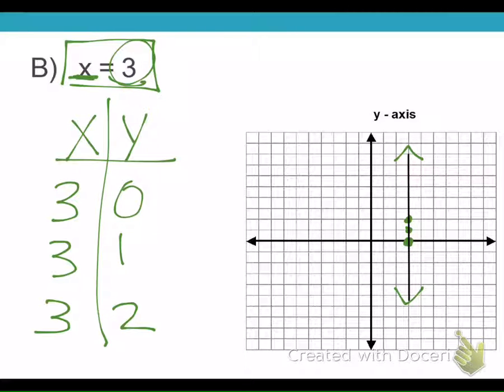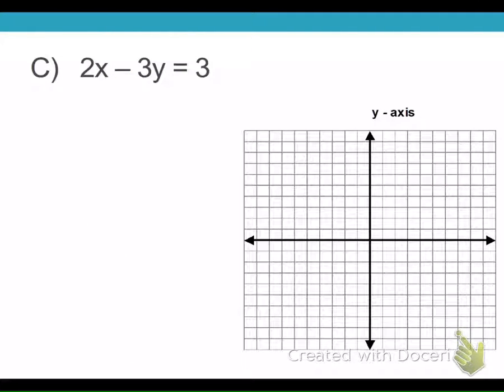So wait, what if it was like y equals 3? If it was y equals 3, then it would be going through the y-axis at 3, so it'd be like this. Straight across. Okay? Questions? Oh, man. Questions have been answered. All right. Next.